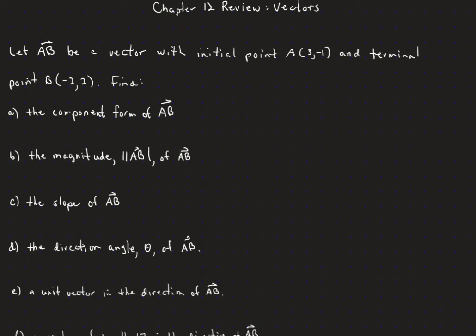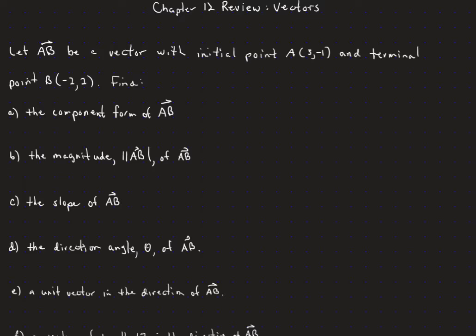In this video, we're going to do some review problems to get ready for the Chapter 12 test on vectors. So first, let vector AB be a vector with initial point A at (3, -1) and terminal point B at (-2, 2). So we're going to answer a bunch of different questions there.